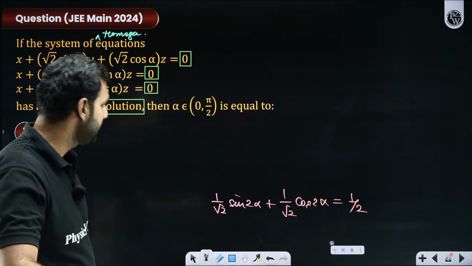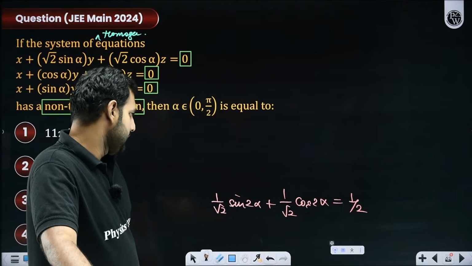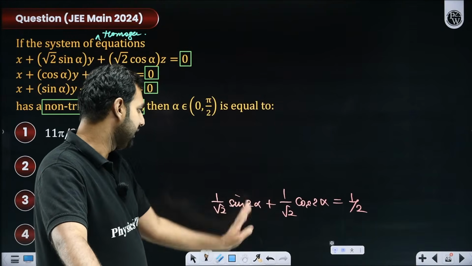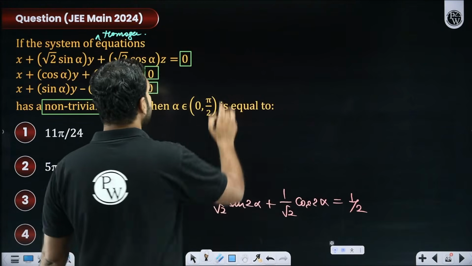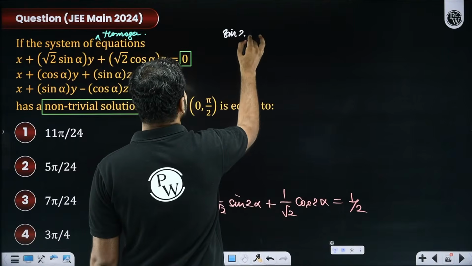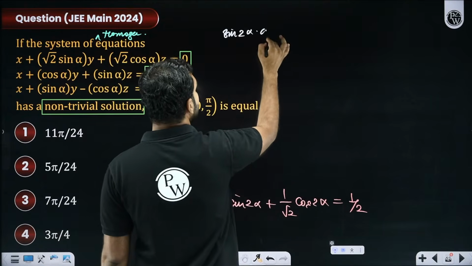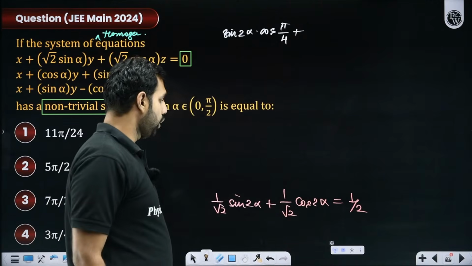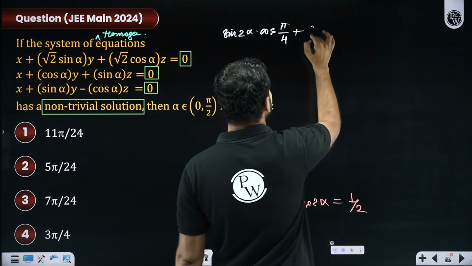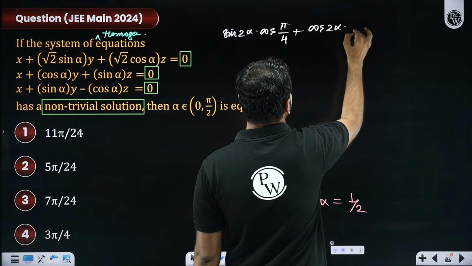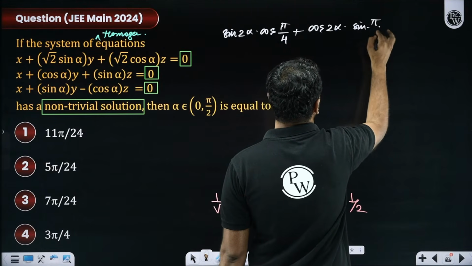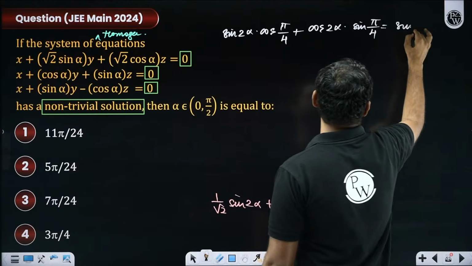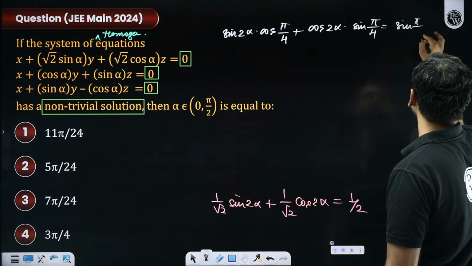What is that? Pay attention to this part. sin A cos B plus cos A sin B, if I apply. So this is sin 2 alpha, I'll keep it as sin 2 alpha. Then this 1 by root 2 I can write as cos 45 degree, which is cos pi by 4, plus cos A, which is cos 2 alpha, sin B. So 1 by root 2 I'll write as sin pi by 4, which is 1 by 2, which I'm writing as sin 30 degree, which is sin pi by 6.